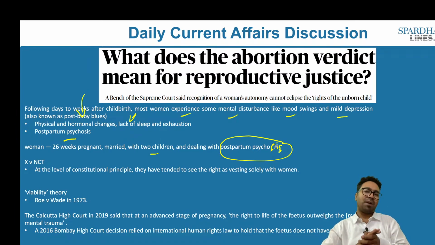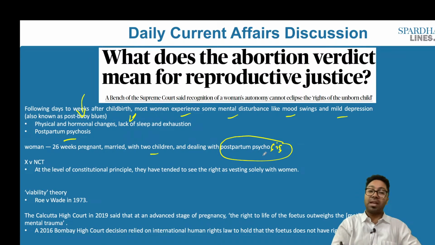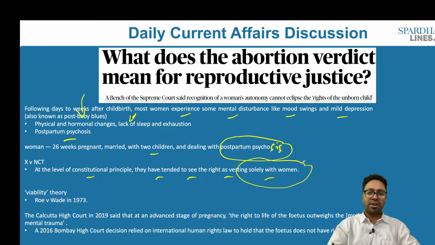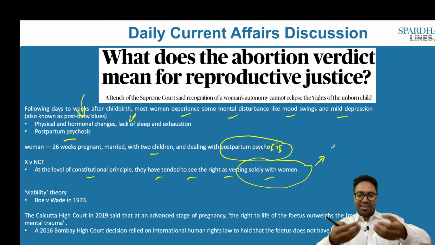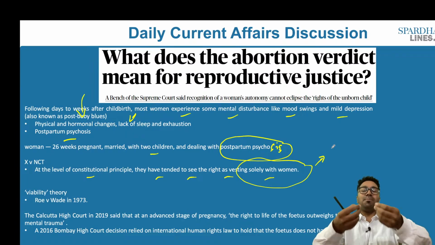We have one of the landmark judgments delivered by the Supreme Court of India in X versus NCT. In this judgment, the Supreme Court went on to say, at the level of constitutional principle, they have tended to see the right as vesting solely with the women. What does this mean? Whenever a woman becomes pregnant, there is a fetus. There is a life that is growing in that particular woman, which means that there is a new life that this person will be giving birth to.